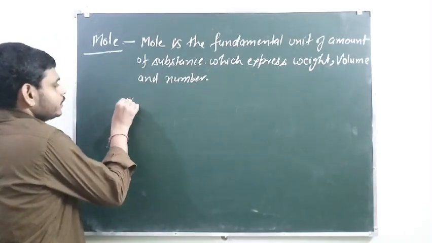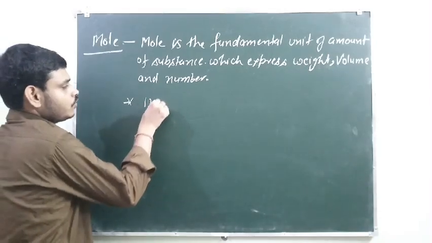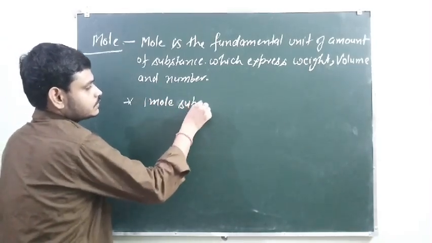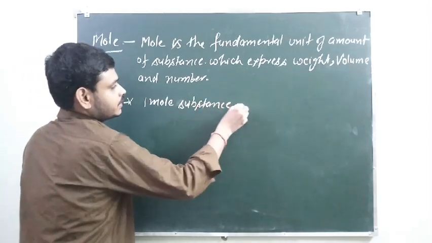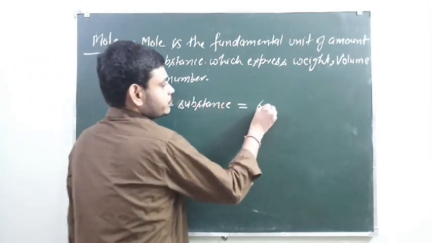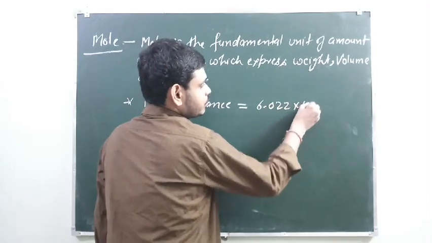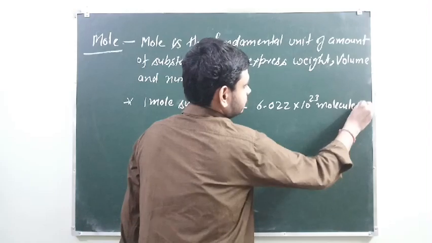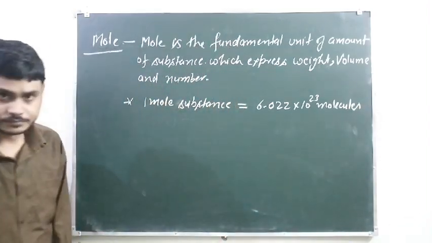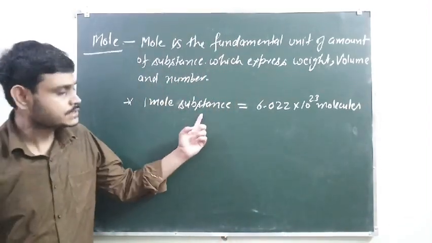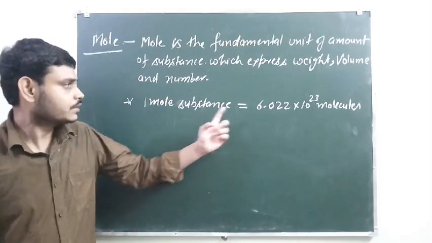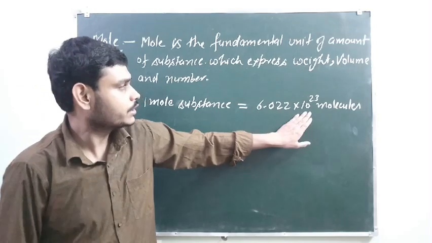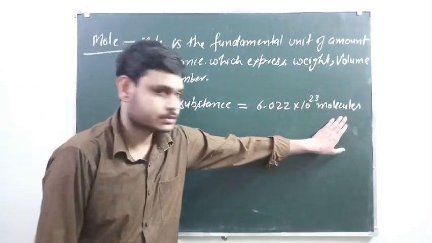The first important point is, 1 mole of any substance contains 6.022 into 10 to the power 23 molecules. Clear? 1 mole of any substance contains 6.022 into 10 to the power 23 molecules.